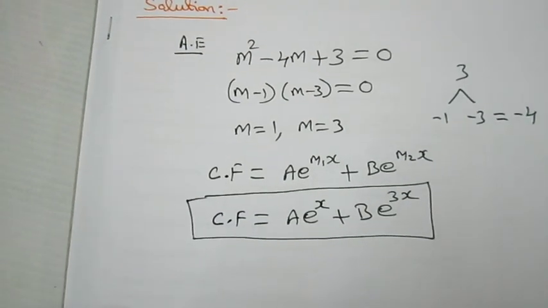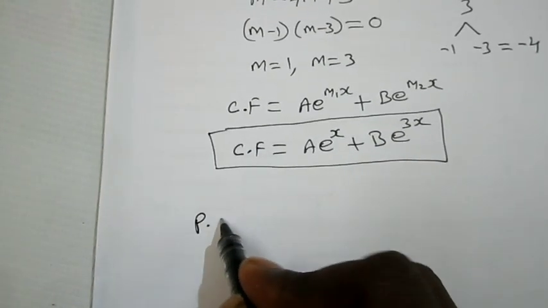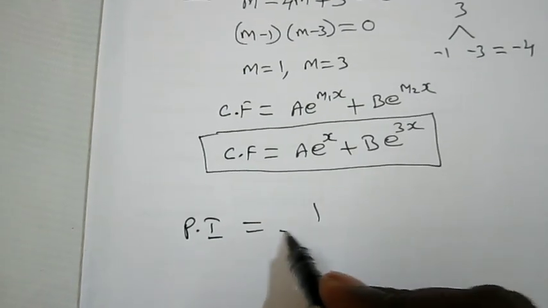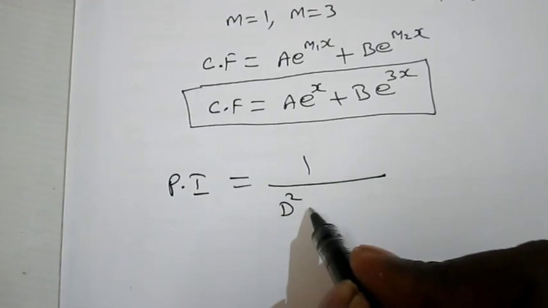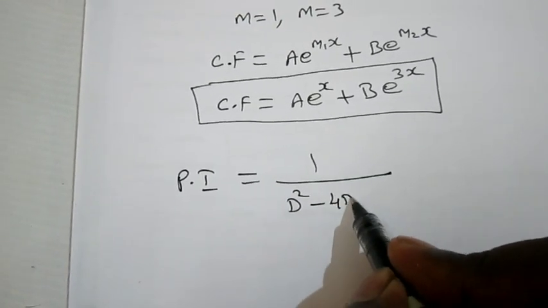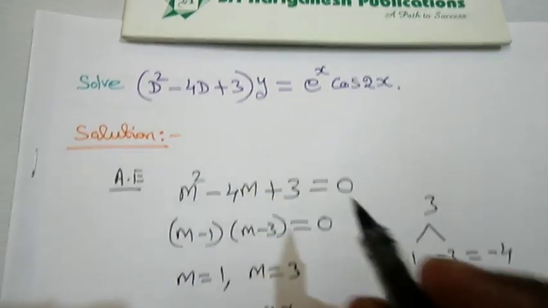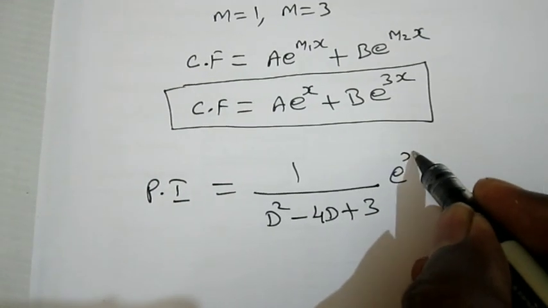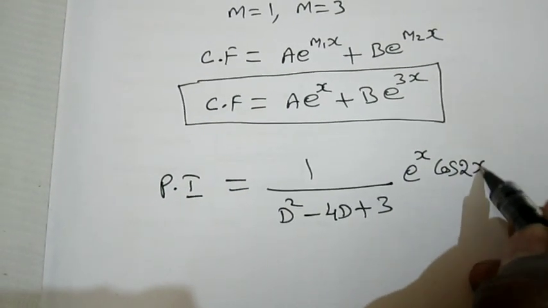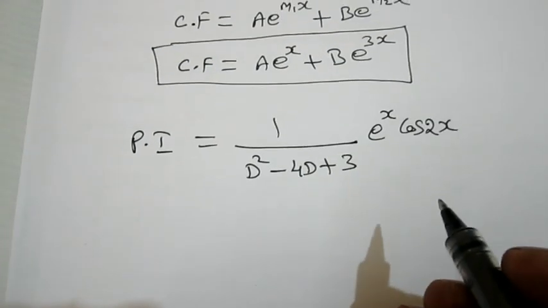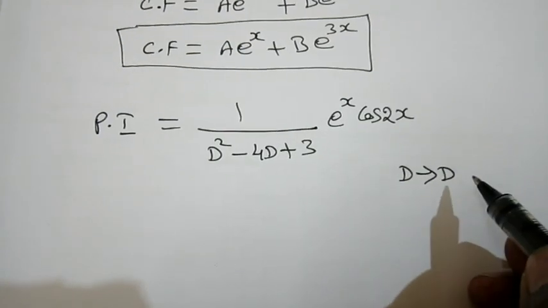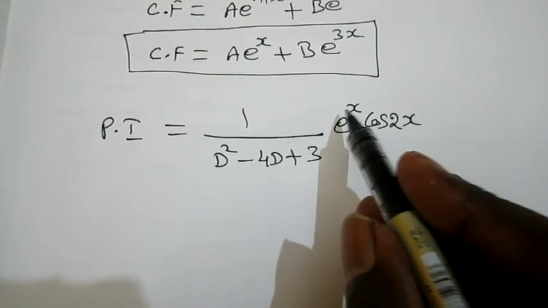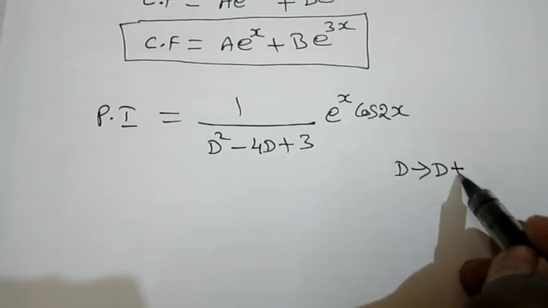Next I am going to find the particular integral. The particular integral PI is equal to 1 by (D square minus 4D plus 3) into the right hand side f of x, e power x into cos 2x. In this type we have to replace D by D plus the coefficient of x. The coefficient of x is 1, so D is replaced by D plus 1.